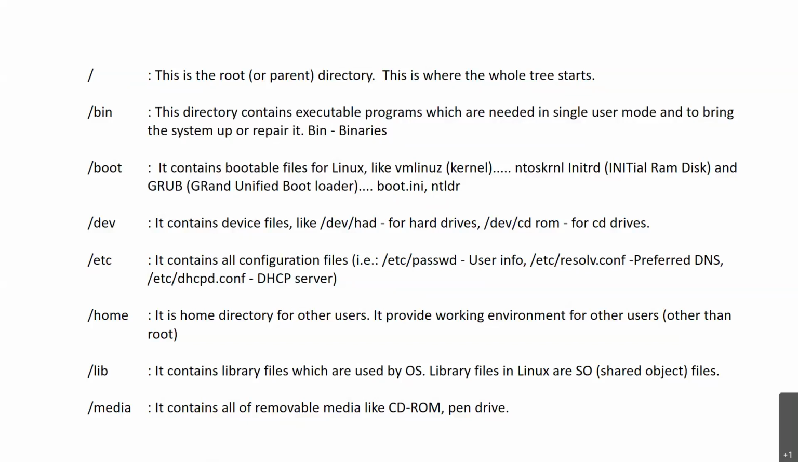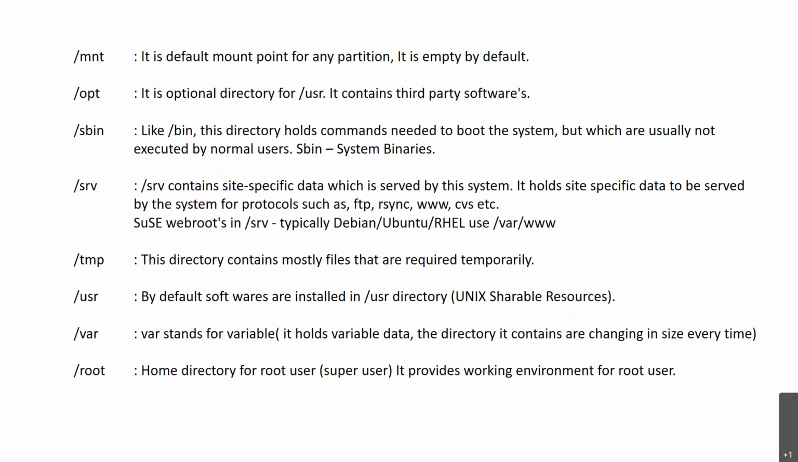And if we go to the directory slash home, it is the home directory for other users. It provides a working environment for other users. And slash lib. It contains library files which are used by the OS. Library files in Linux are shared object files. And slash media. It contains all removable media like CD-ROM, pen drive, etc. And slash mnt. It is the default mount point for any partition. It is empty by default.